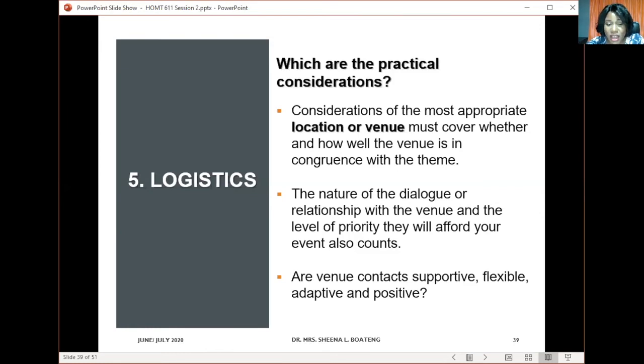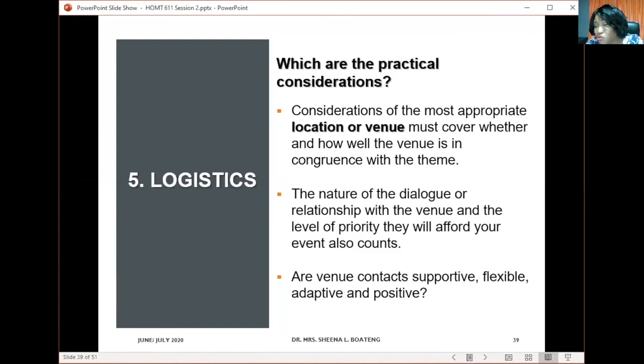Now, the nature of the dialogue or relationship with the venue and the level of priority that they will afford your event counts significantly towards organizing a successful event. You may want to organize your event at a particular place, and you may think that the venue is perfect for your event, but the venue may not see the event that you are organizing as one that is important enough and deserves their attention.